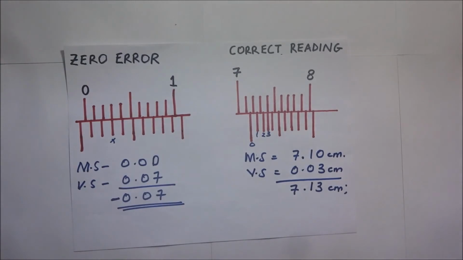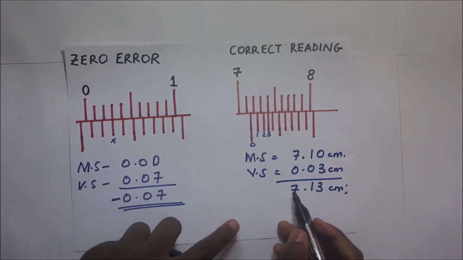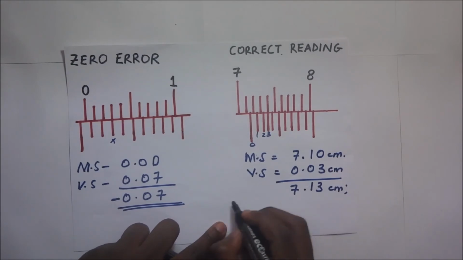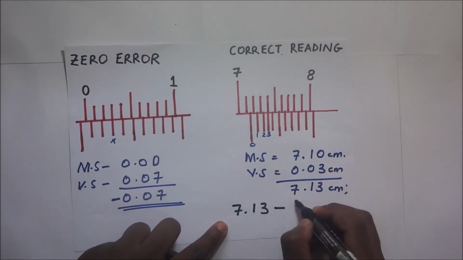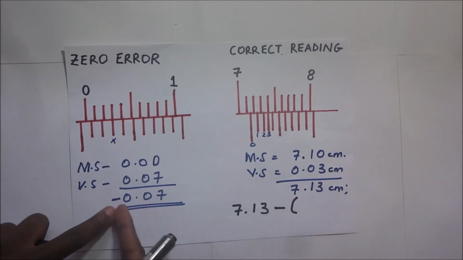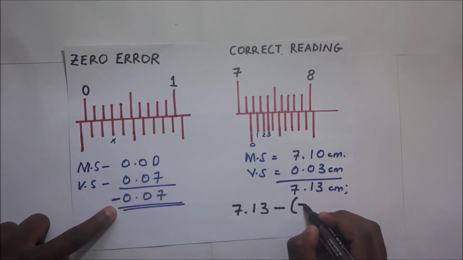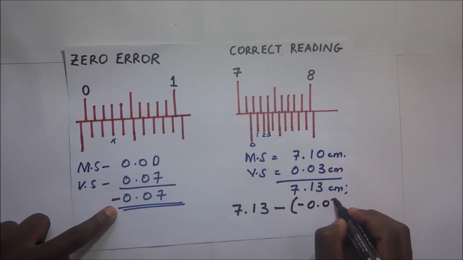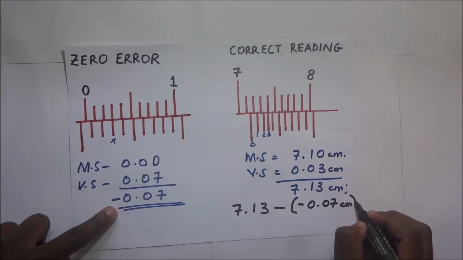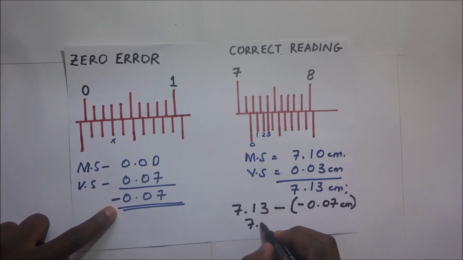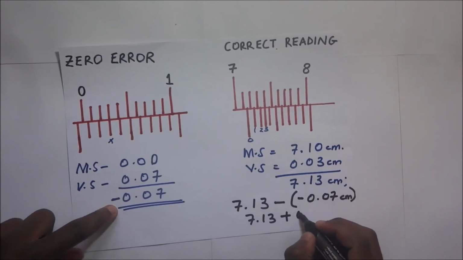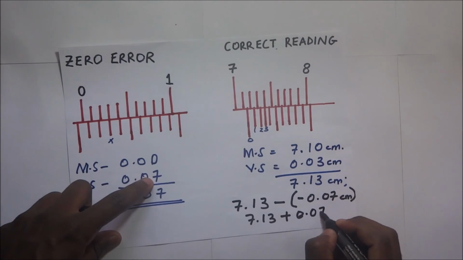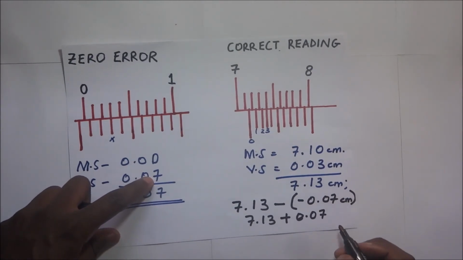Now to get the real exact reading, the one that is accurate, it is going to be the reading we've observed, which is 7.13 centimeters, subtract the zero error, and in this case the zero error is a negative, which is negative 0.07 centimeters, and you'll end up with 7.13. Negative and negative will become plus 0.07, and when you add the 2, you'll end up with the answer.